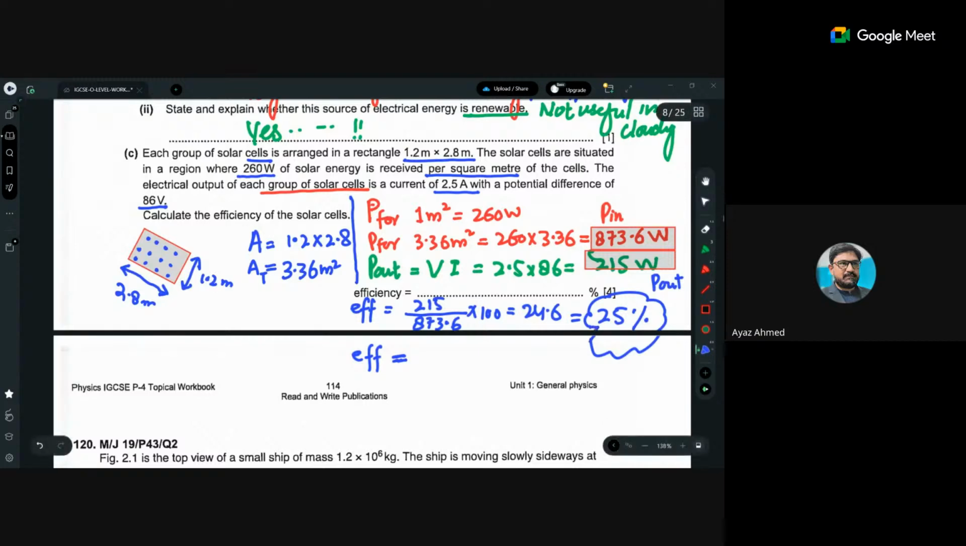Efficiency is a horrible term. Actually, everyone is basically trapped by efficiency. So in all the questions which involve efficiency, you have to find the input power and the output power, and then use them for efficiency. Okay, is it clear to you? Yes, sir.